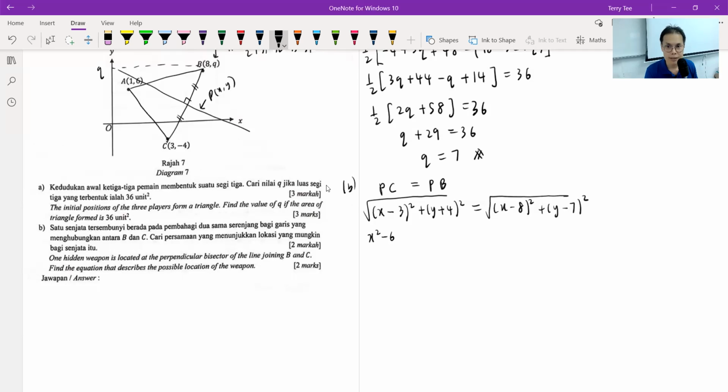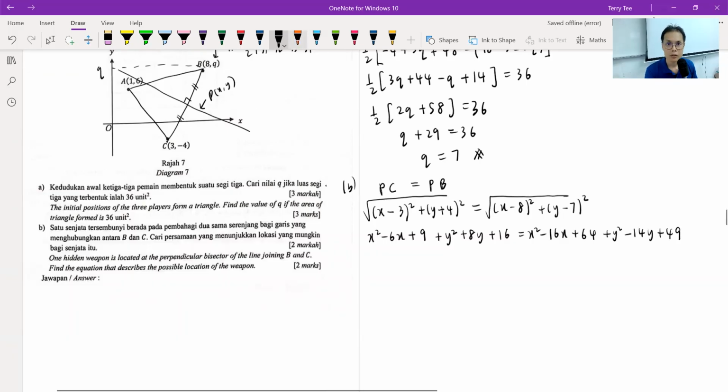x squared minus 6x plus 9. I hope you can expand very quickly by now. This is y squared, 2ab is 8y, 4 squared is 16. This is x squared, 16x, and 64. This is y squared, 14y, and 49. Now here we can cancel your x squared and x squared. Now life is easier if you just cancel everything, right? Cancel all the common terms, y squared, y squared.